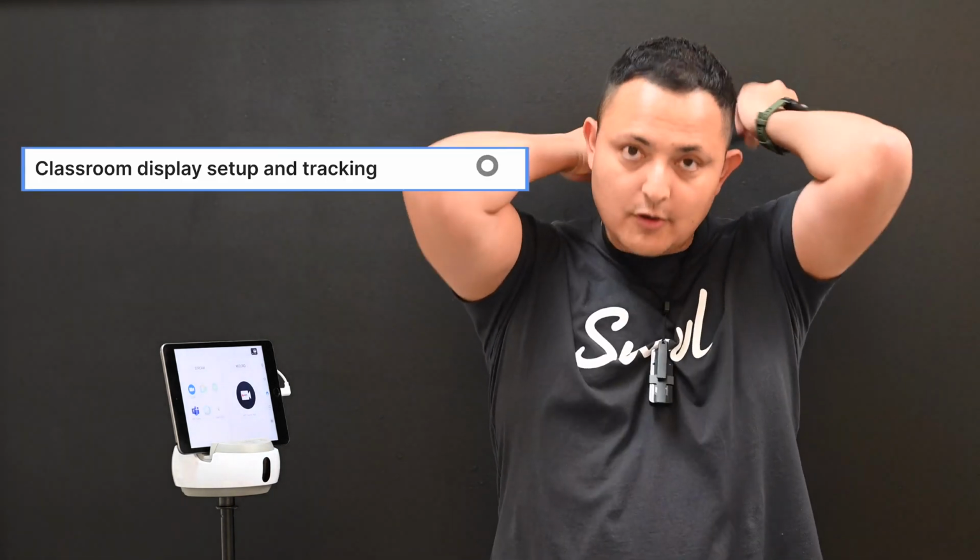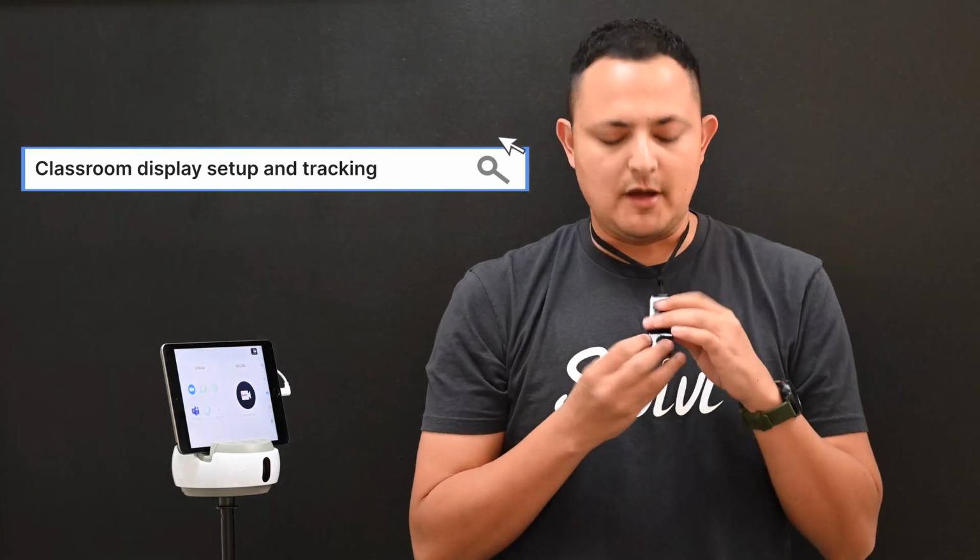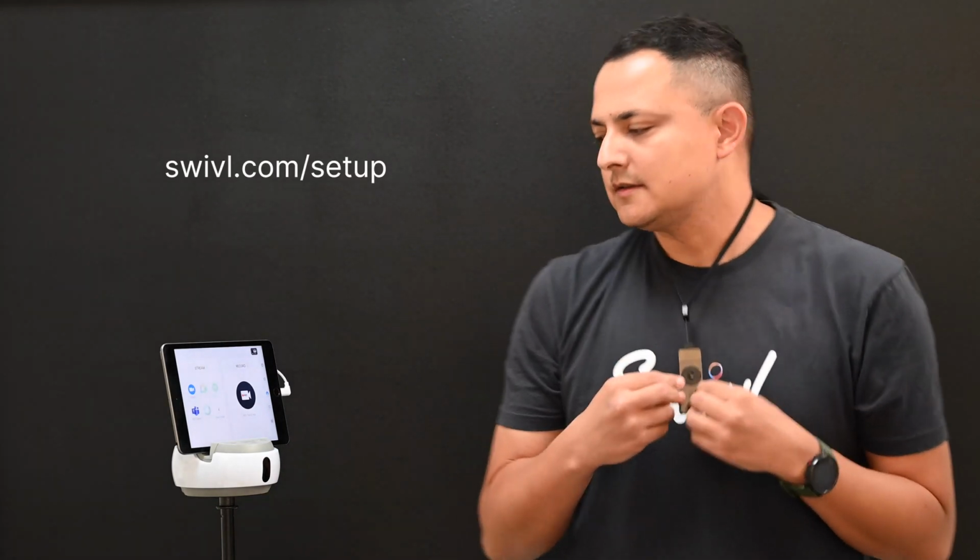We're going to talk about marker tracking and placement. The first thing to keep in mind is how you wear your marker. Adjust your neck lanyard so that the marker is at about chest level. The reason you want to do this is because you want to have a clean line of sight between your marker and the infrared sensor on the front of the Swivl robots.